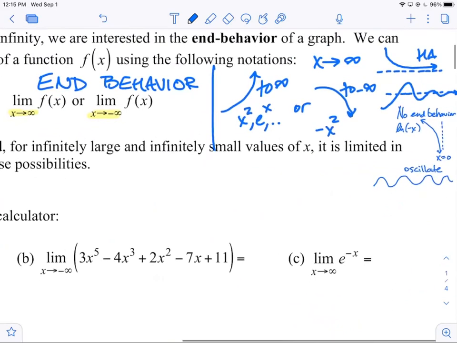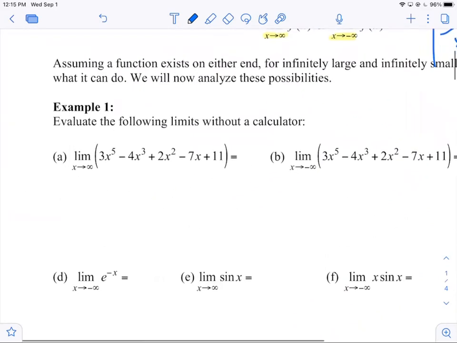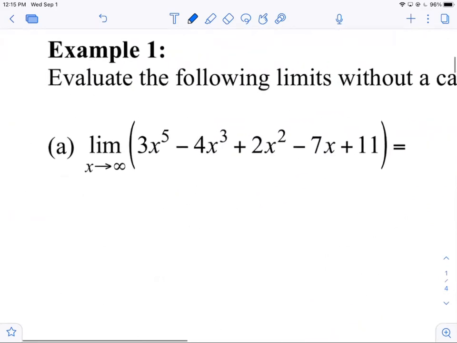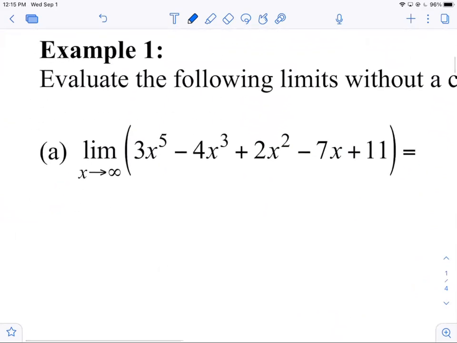Yeah, that's pretty cool. Now you're going to see that when we analyze end behavior, we're going to be able to do it pretty quickly because a lot of the things that affect the graph locally we can disregard. For instance, if we have something like this, the limit as x goes to infinity, or drunken 8, which is another name for infinity.